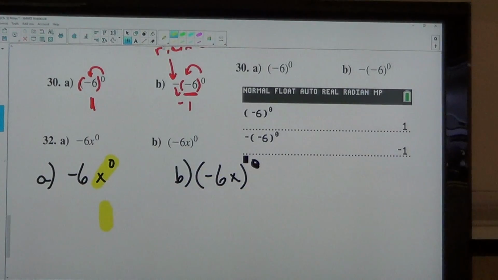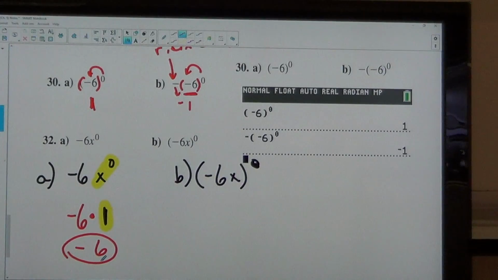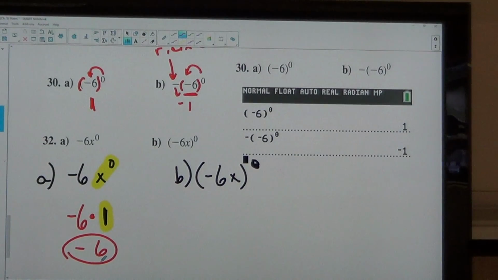That is the only thing that's gonna turn into a 1. That -6 is still there, and it's multiplication because they were written side by side. So your answer is gonna be -6. When I say it turns into a 1, the 0 only makes it turn into what it's physically touching.